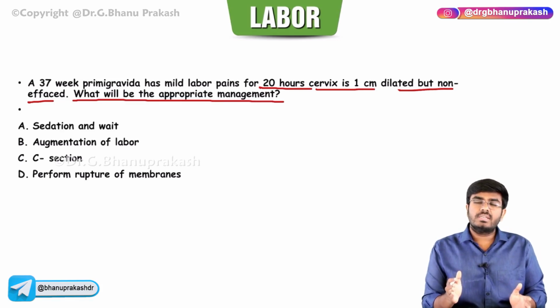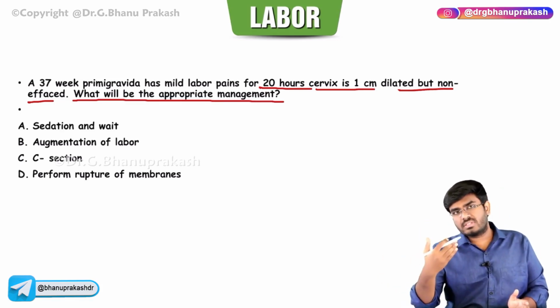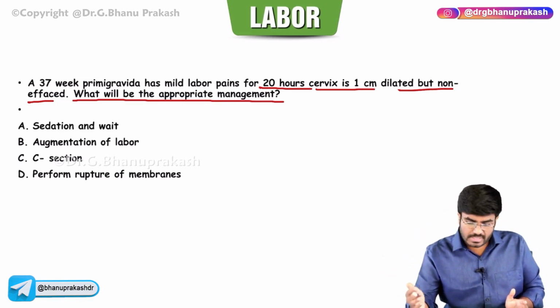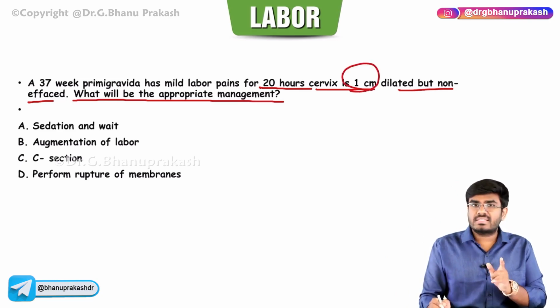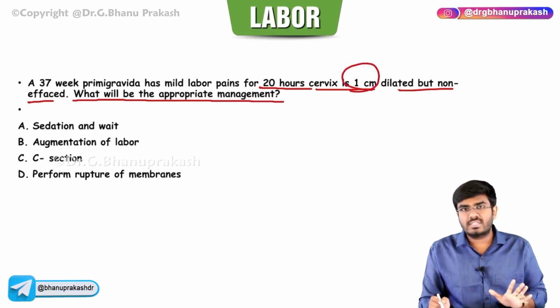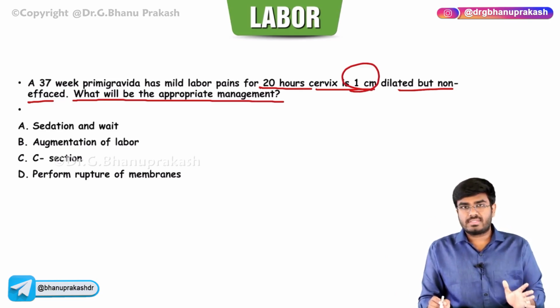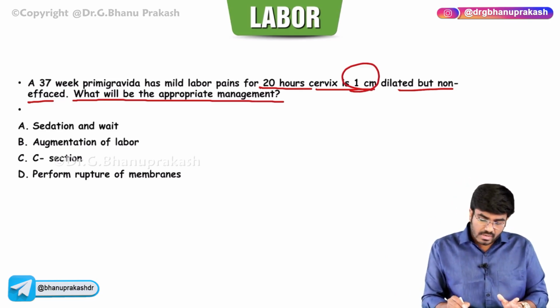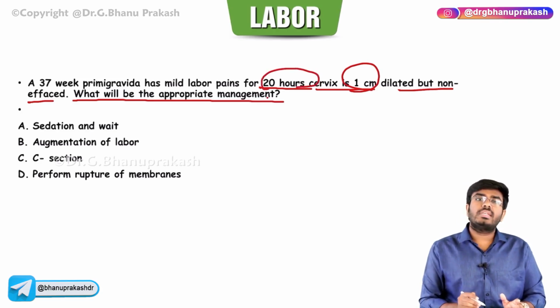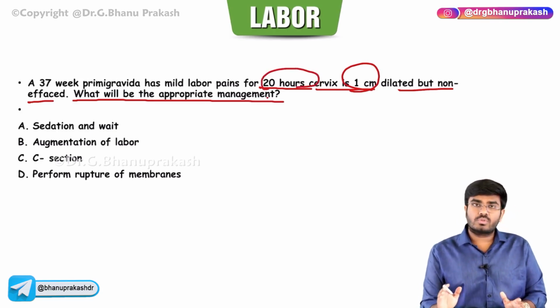After 5 centimeters, from 6 centimeters, now she will be in the active phase. But right now she is only 1 centimeter dilated. Her cervix is only 1 centimeter dilated. So definitely I can say that she is in latent phase. For how much time is she in latent phase? For almost 20 hours.